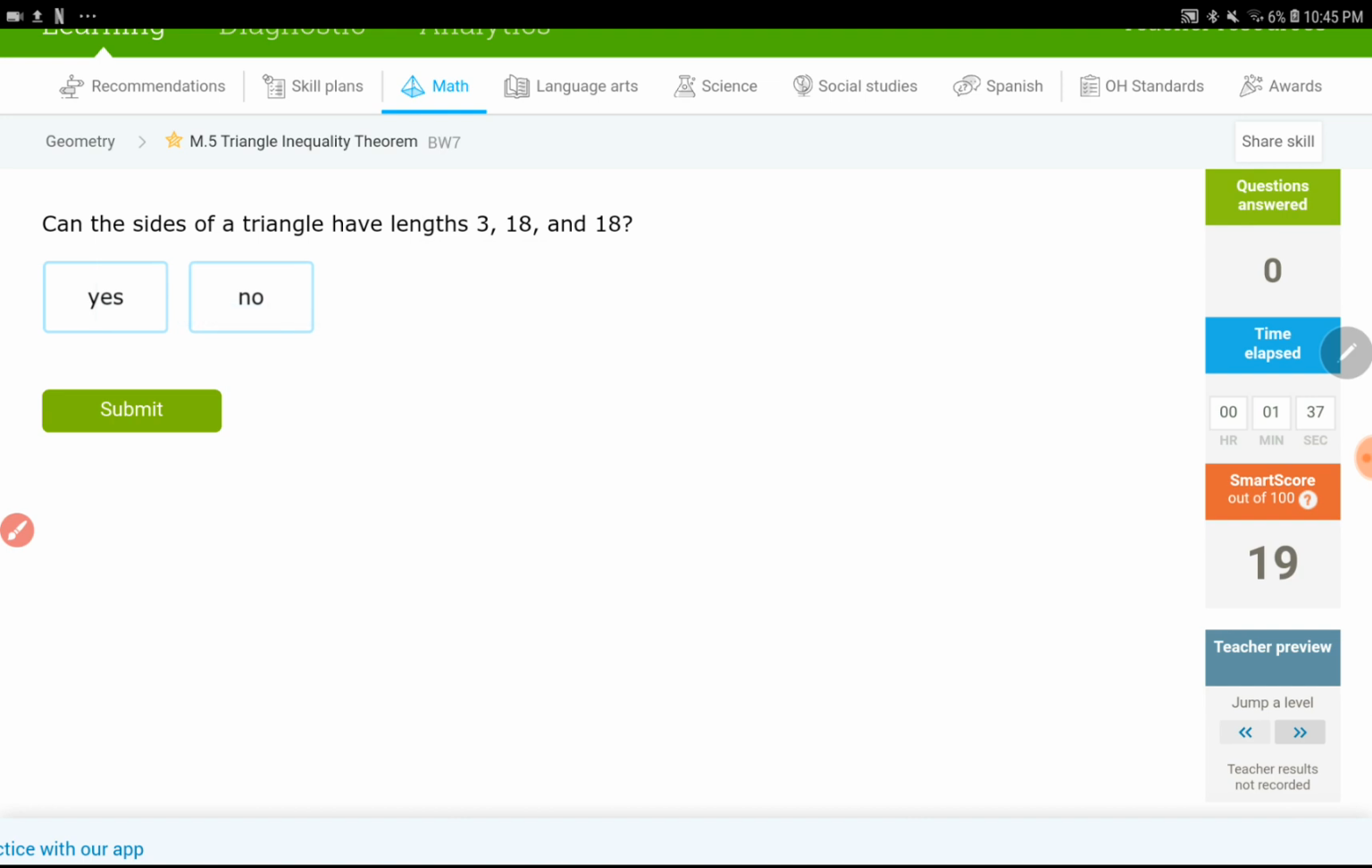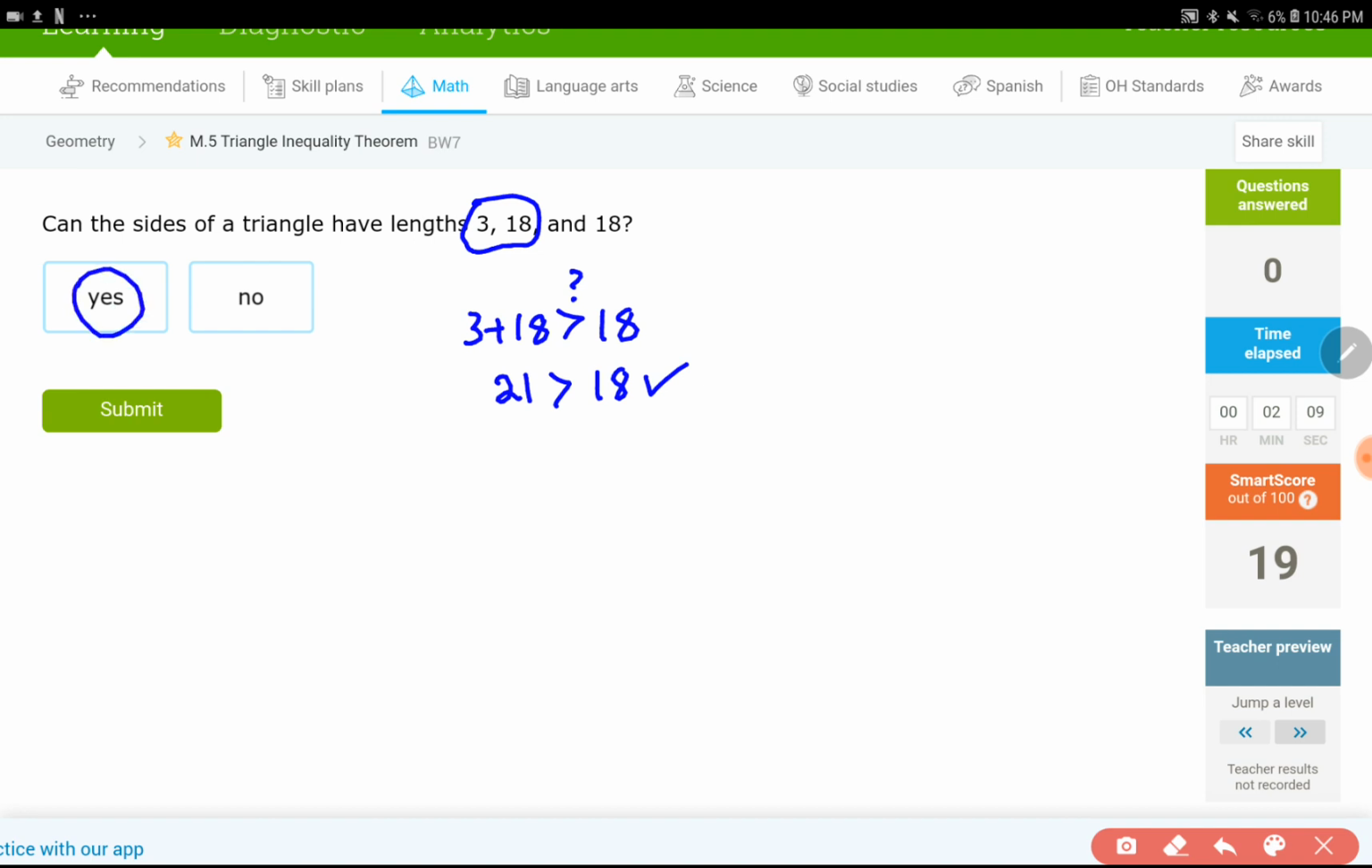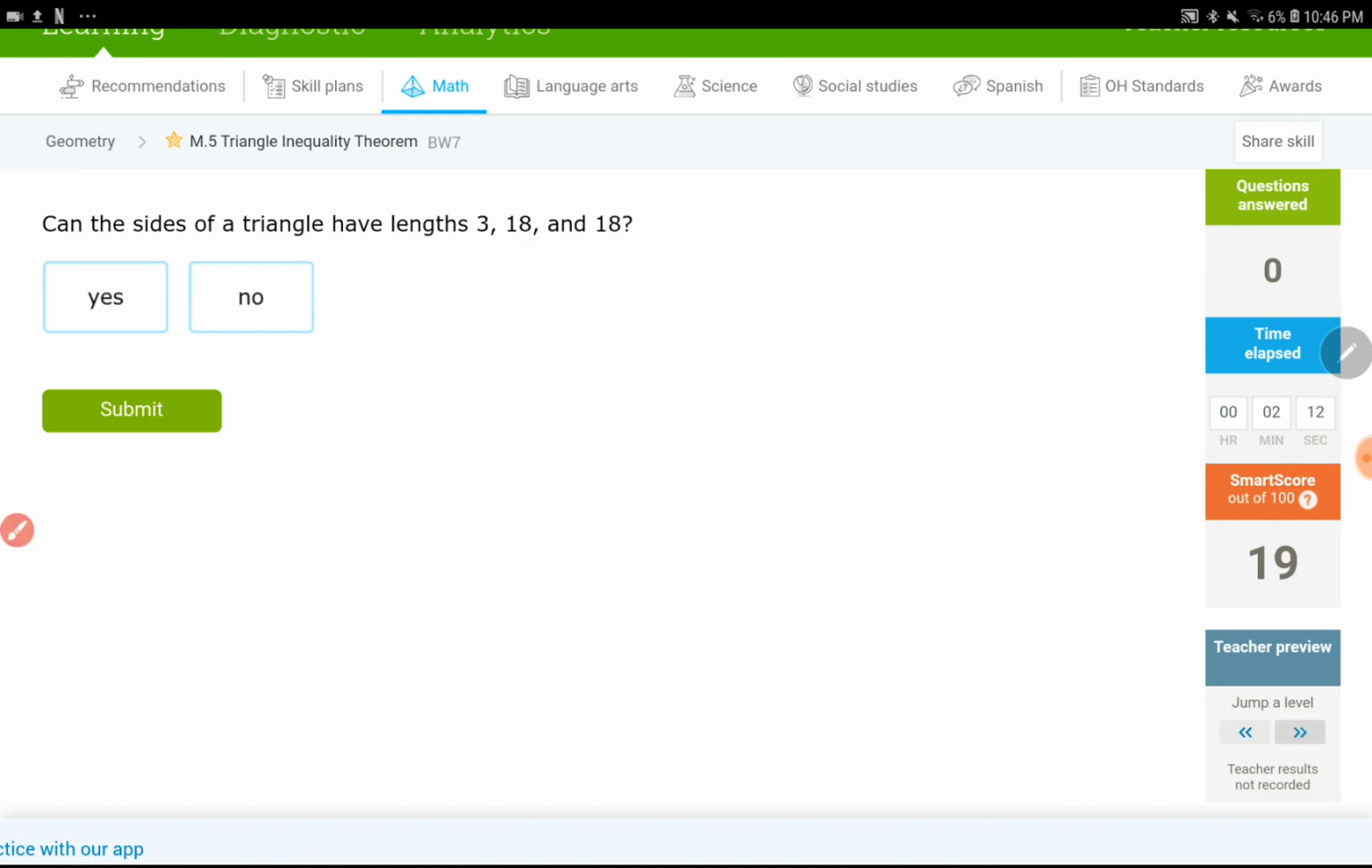Moving on to the next one. I thought this was going to be the second case where the answer is no, but it is not. Pick the shortest two sides. 3 is definitely the shortest, and the other two are the same, so it doesn't matter. When you add these together, 3 plus 18, check if this is greater than the third side. It is definitely greater, so we are good. Yes, we can create a triangle using these three side lengths.